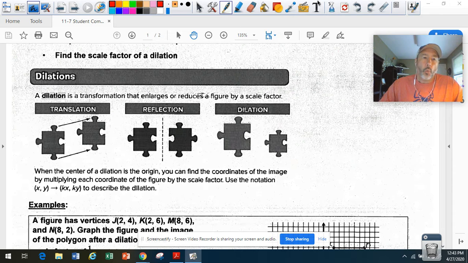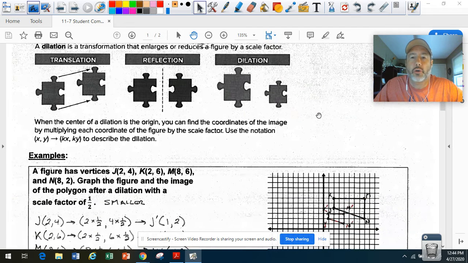It says, when the center of dilation is the origin, you can find the coordinates of the image by multiplying each coordinate of the figure by the scale factor. Okay, so that's what we're going to be doing here. That'll make our lives a lot easier. It says to use the notation (x, y). That means we're going to take whatever that scale factor is, which we're going to call k. K times x, comma, k times y. And then that describes what our dilation is going to be. So let's look at an example with this, just so you understand what's happening here.